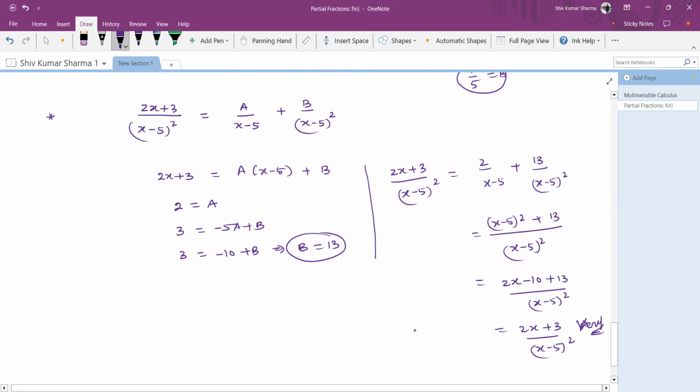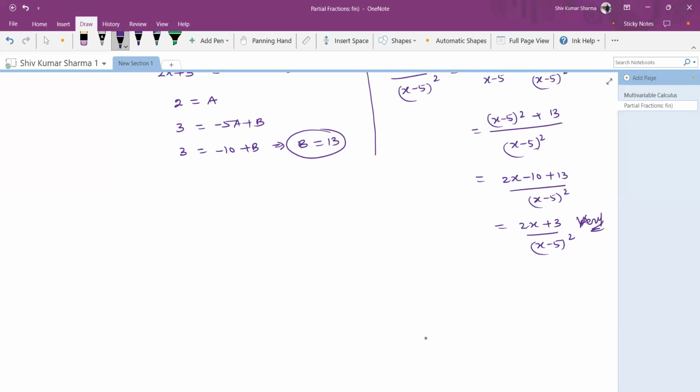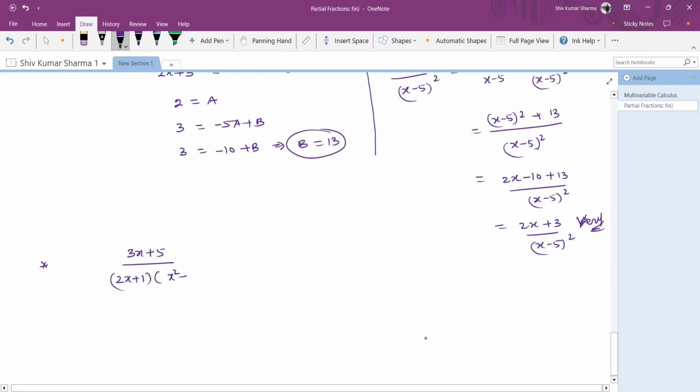So this is our second case. So we make the partial fraction of this. Now we move to another case. So when we have 3x plus 5 upon 2x plus 1 first factor, and x square minus 4 is second factor.